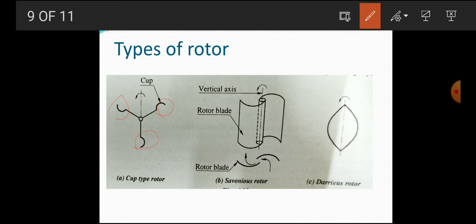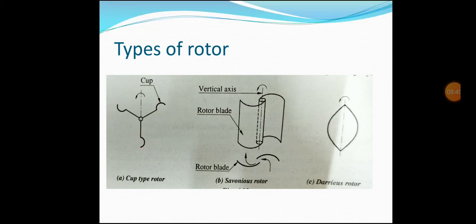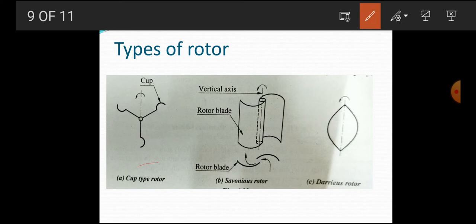Lift also plays a small part. The cups crossing the wind experience a small lift because their convex surface deflects the wind and causes a pressure reduction. This type of rotor cannot carry a load, therefore it cannot be used for power generation, but it can be used for measuring the wind speed, and the apparatus is known as a cup anemometer.